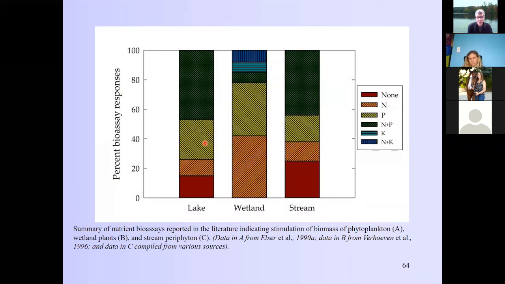And phosphorus is maybe limiting more often than nitrogen is in lakes, maybe limiting as often as nitrogen is in wetlands, and maybe equal, a little bit more than nitrogen alone in streams. And this is just a survey of a bunch of data from a bunch of different studies, so hundreds of studies. But if you look here, if you add nitrogen and phosphorus together, you really get a response in lakes and streams, not so much in wetlands, but you also have potassium or sodium potentially limiting.